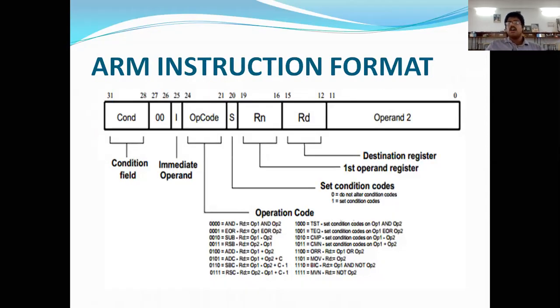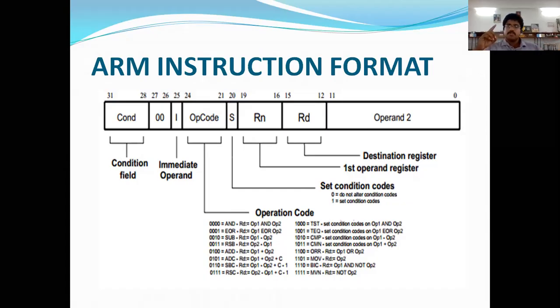This is the ARM instruction format. So the size of this register is 32 bit. If you observe the format, we have one condition field, which is for the condition bits. Then we have 00 for the 26th and 27th bits, which is predetermined. The 25th bit I indicates immediate operand, and the bits from 21 to 24 are opcodes.